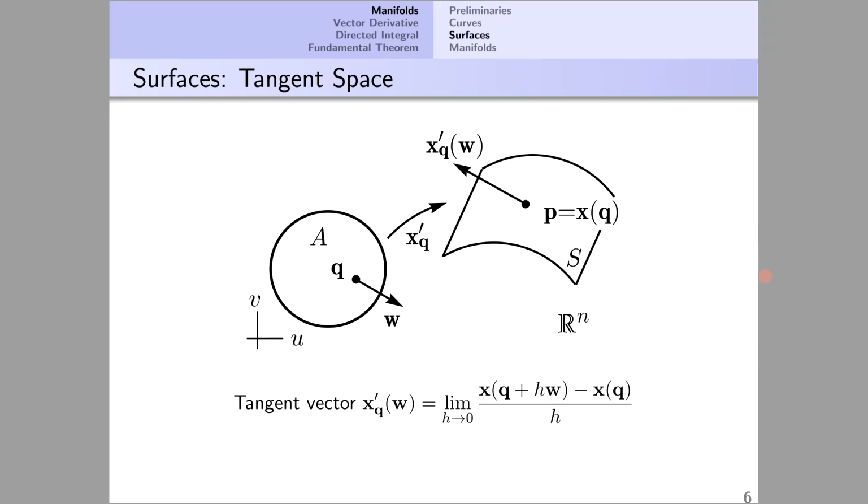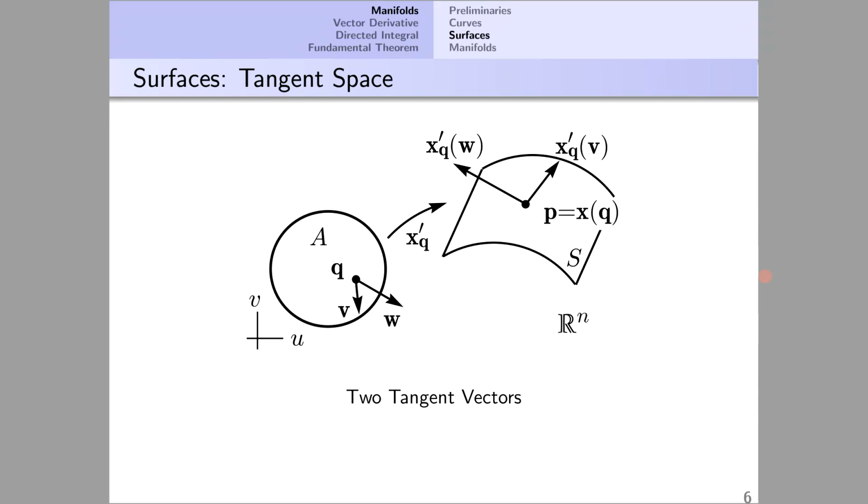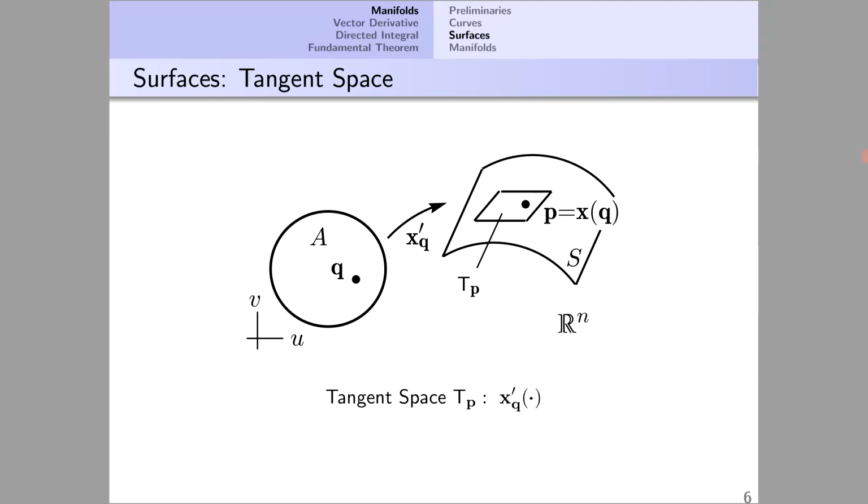If I pick a different direction from W, call it V, I get another tangent vector to the surface at P. If I take all possible v, w, etc., I get a bunch of tangent vectors. And the fact is that those tangent vectors all lie in a single plane. That plane is called the tangent plane to the surface at P, T sub P.